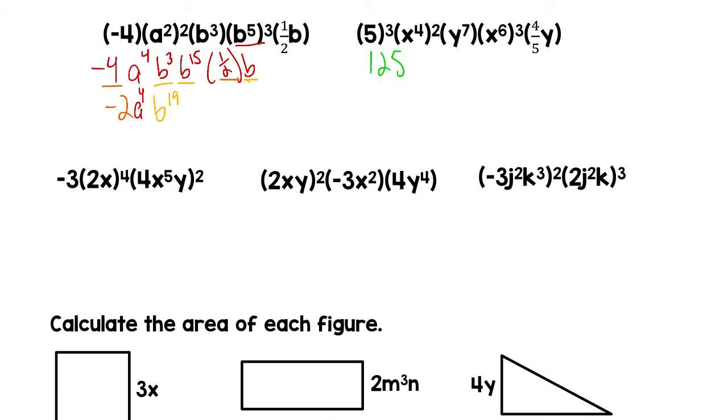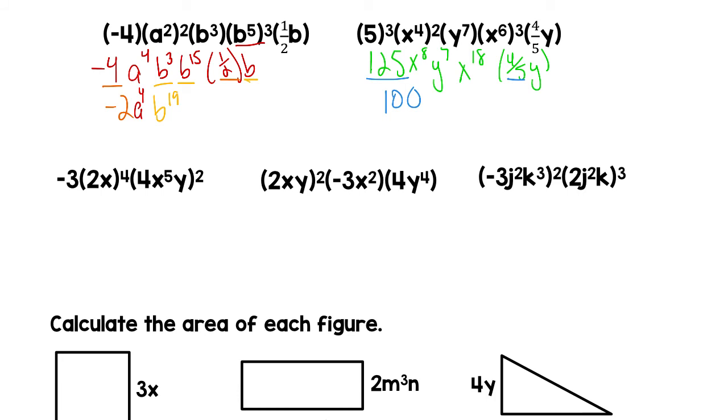x to the 4th squared is x to the 8th. y to the 7th stays. x to the 6th cubed is x to the 18th. And then 4/5 y. We've got 125 times 4/5. Well, 125 divided by 5 is 25 times 4 is 100.